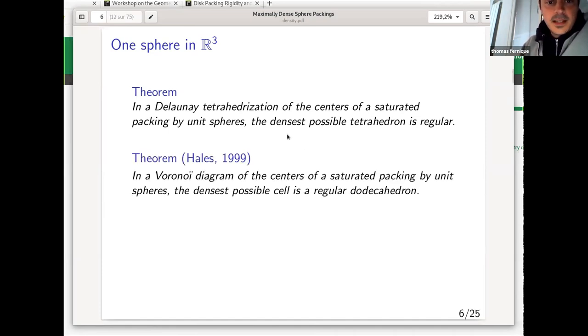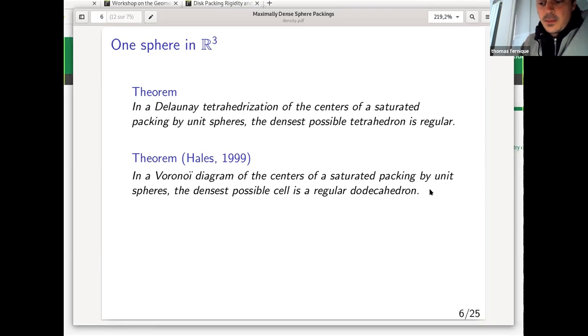Actually, when I wrote this slide, I'm not quite sure about the previous theorem. I guess it should be true, but Thomas Hales has another theorem which says that he considers not the Delaunay tetrahedrization but the Voronoi decomposition. So what's the Voronoi diagram of a packing? You associate to each sphere the points in the space which are closer to this sphere than to the others. In the case you have only unit spheres, it is a polytope, and the natural question is: what is the densest cell that I can have? And the theorem of Hales says that it is a regular dodecahedron. Again, it gives an upper bound, which is better than the previous theorem, because I don't really care if the previous one is true or not.